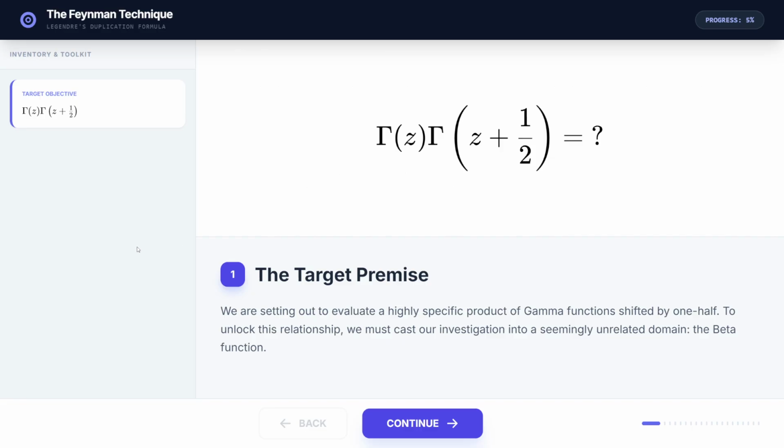So today we're going to be deriving Legendre's duplication formula. I think that's how you pronounce it, but it's that guy right there. I think he's a French mathematician. I believe you pronounce his name Legendre. Anyway, the Legendre duplication formula basically multiplies gamma functions that are shifted by a factor of 1/2 together. So basically like this, gamma z times gamma of z plus 1/2. So what's that equal to?